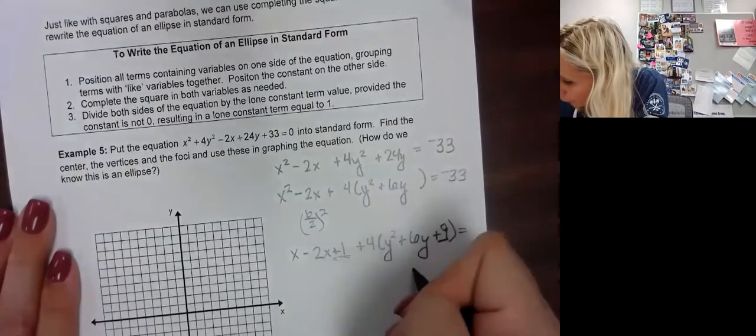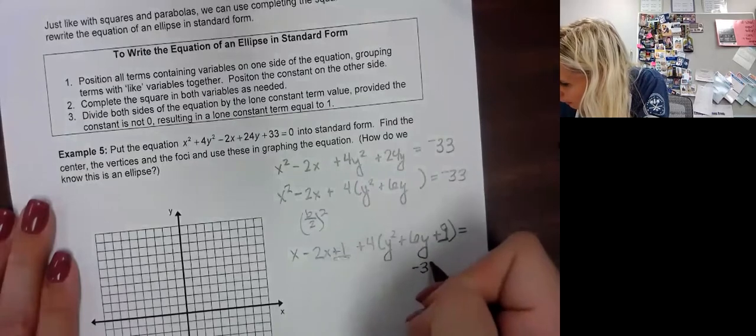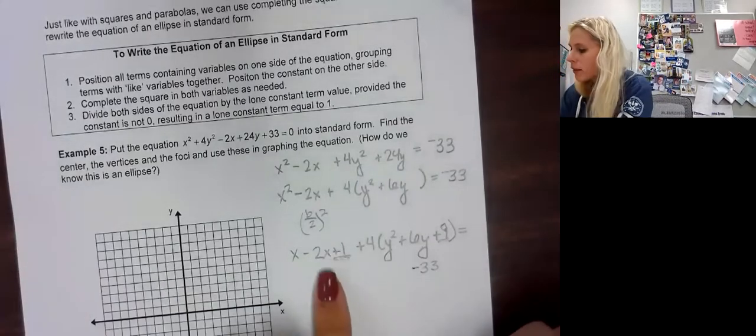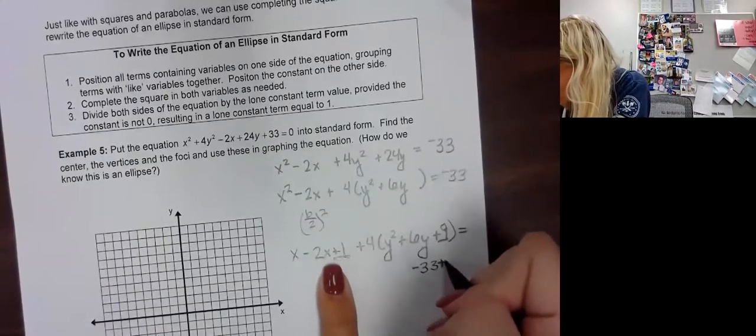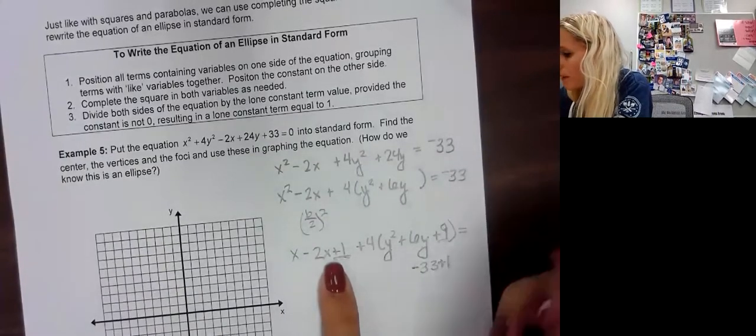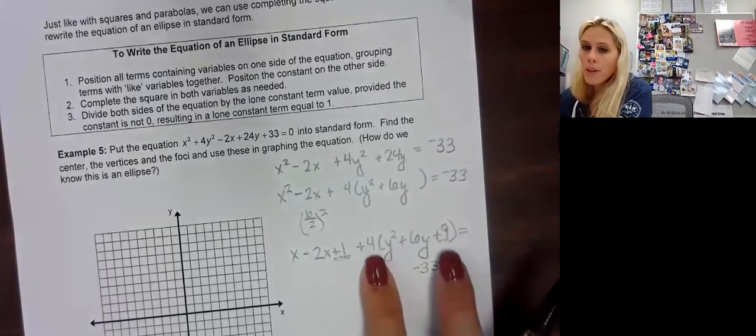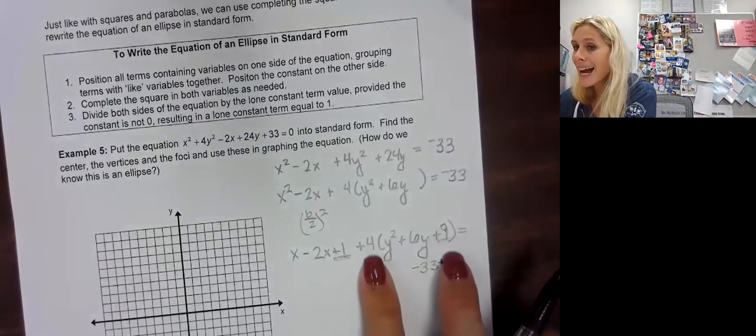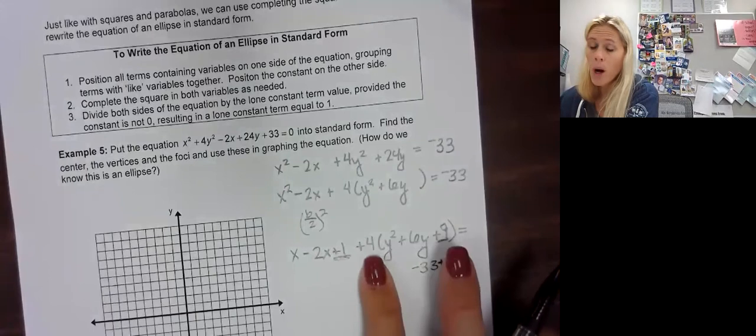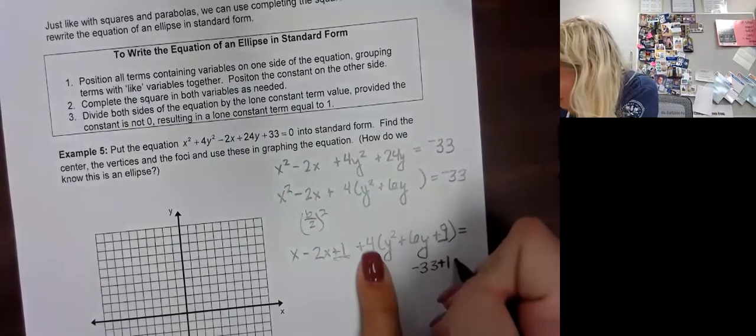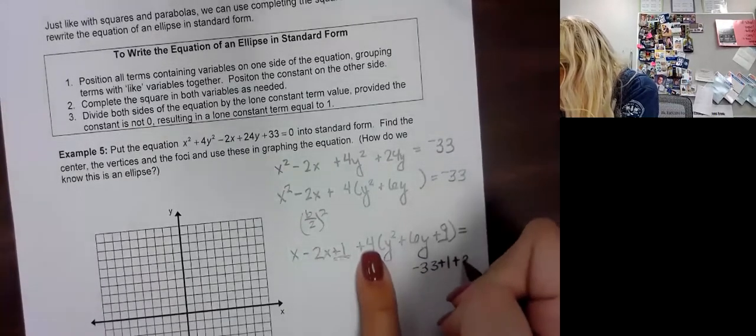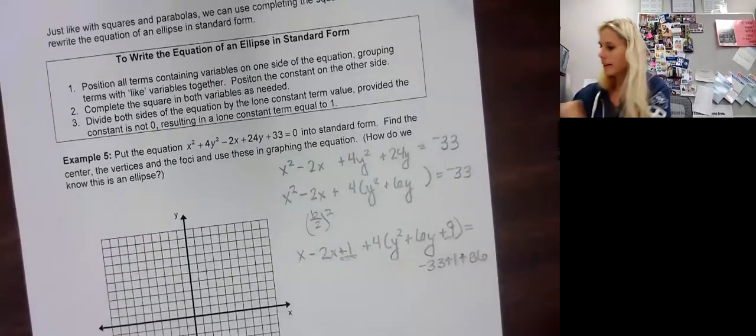Now be careful, guys, because yes, on the right side here we have a negative 33. Right here we're adding in a 1. Whatever we do to one side, we do the other. But here, be careful. Are we just adding in a 9? No, we're adding in 4 of the 9s. So we're actually adding 36. Okay.